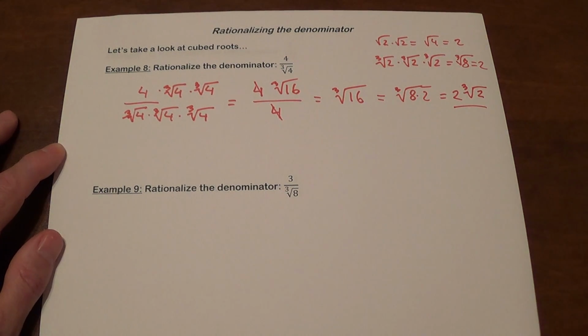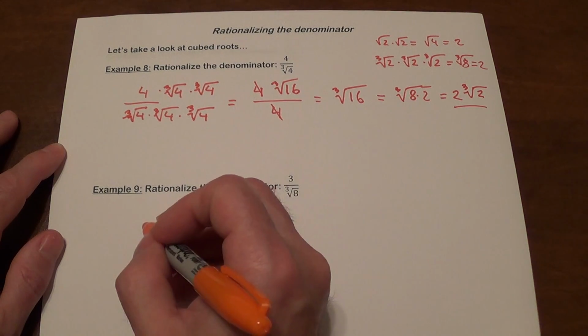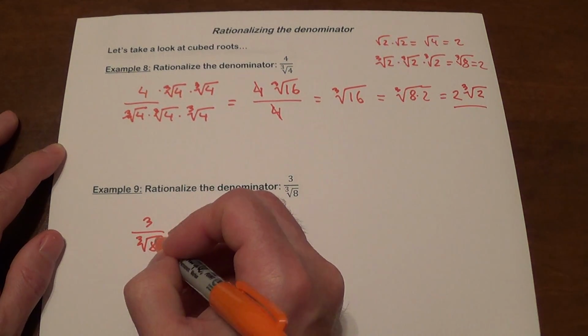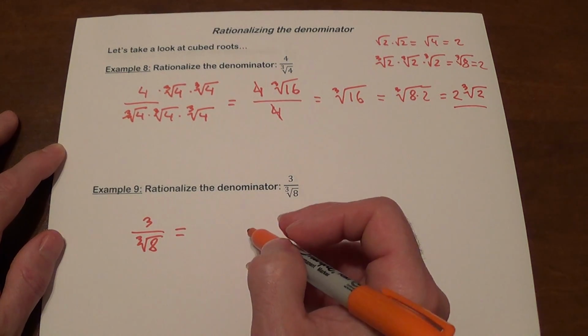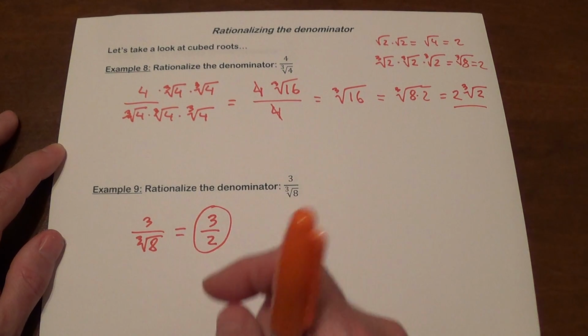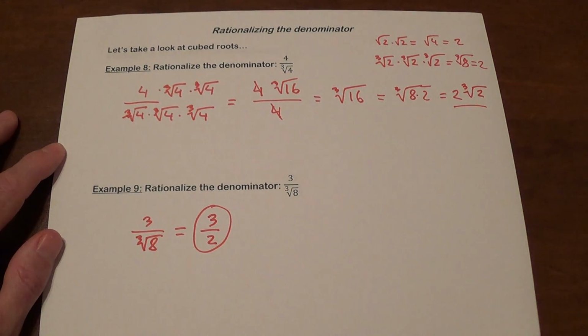3 divided by cube root of 8. I hope maybe you noticed that cube root of 8 is actually a perfect cube, so that's going to give you 2, and the answer is 3/2. Do not always think that every situation where you have a radical in the denominator you're going to have to do that. Sometimes you may have a perfect square like an earlier problem had, or a perfect cube like this example has.